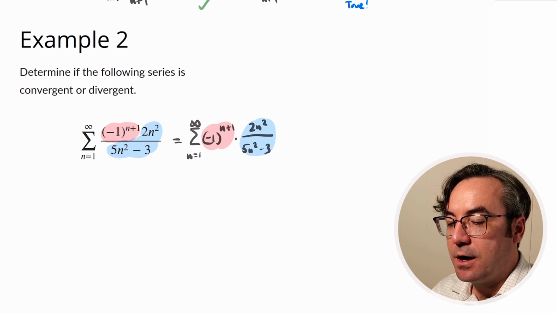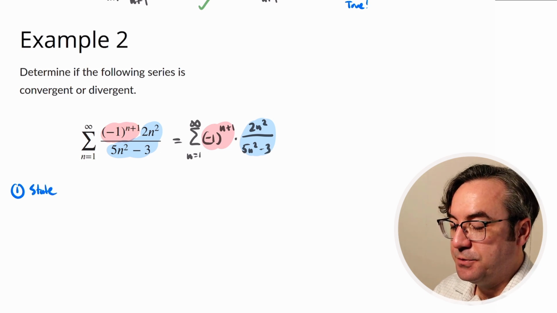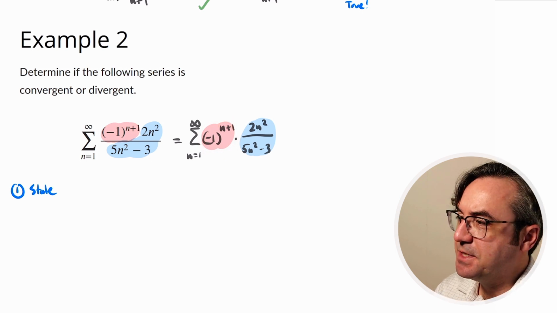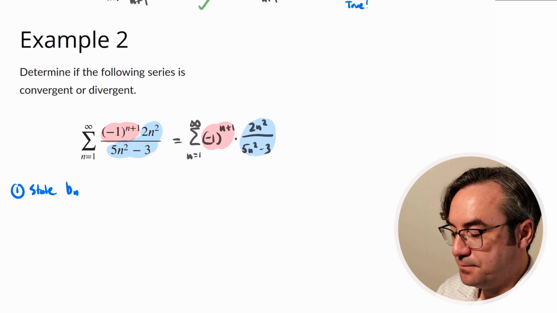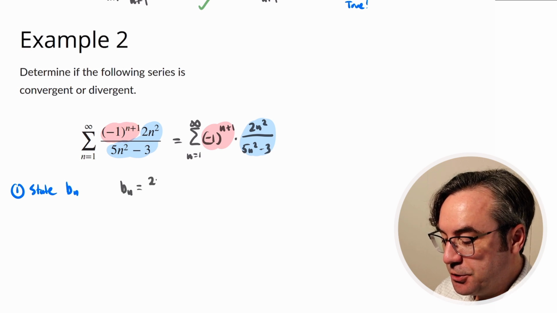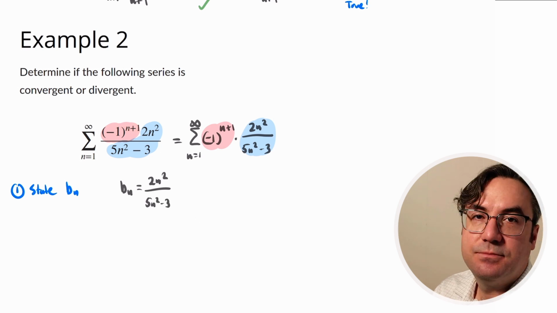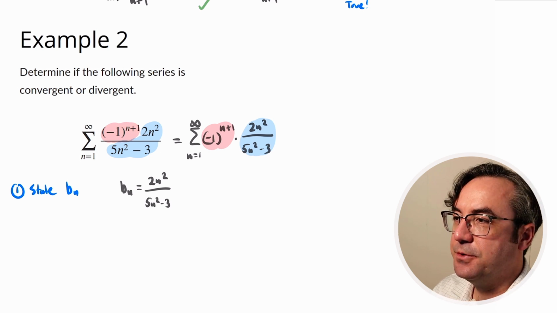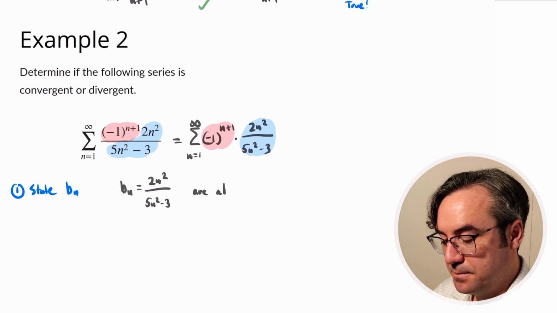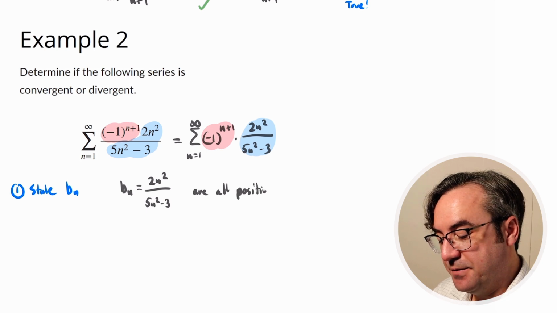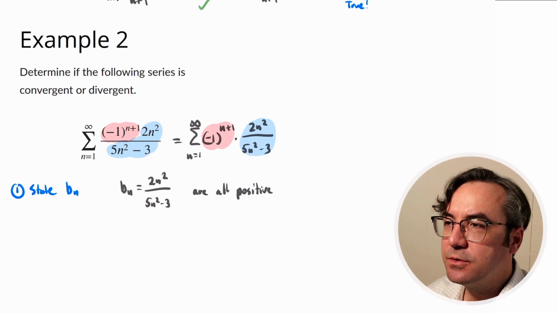So step 1 for our series test here, we see that it's alternating. So we do see this alternating component, so we're thinking alternating series test. So first step is to state Bn. So Bn is equal to 2n squared over 5n squared minus 3. And just recognize, sometimes there's a little bit of work to do, that it's positive. Now, we do see a negative sign in the denominator here. So we do have to be a little careful.